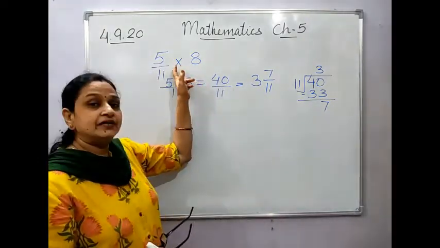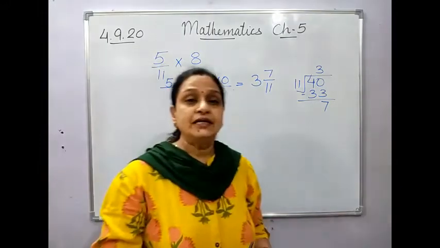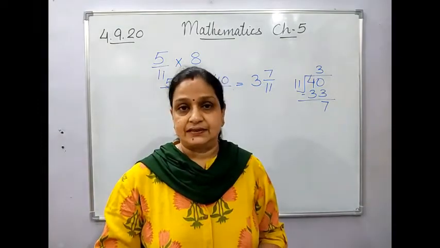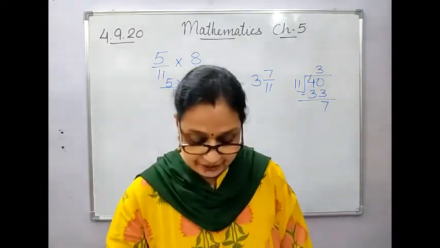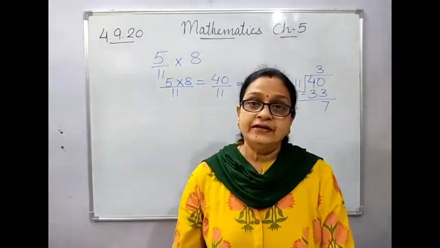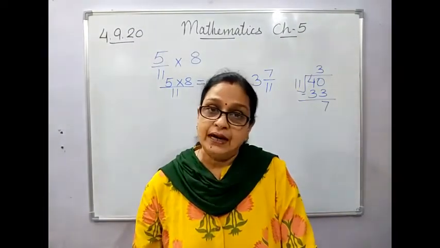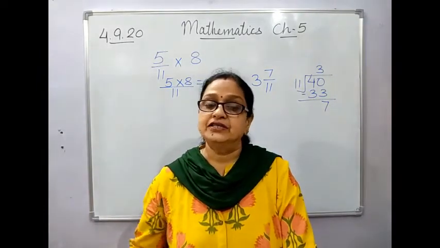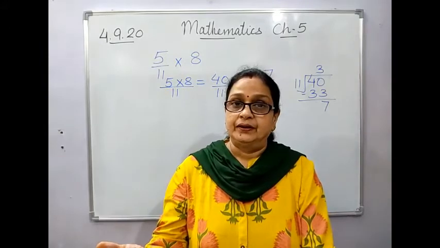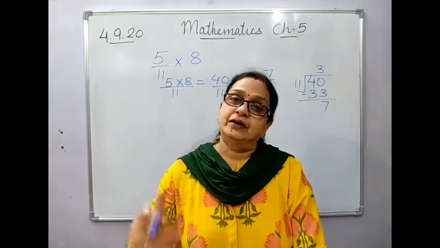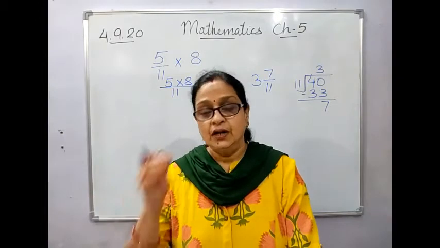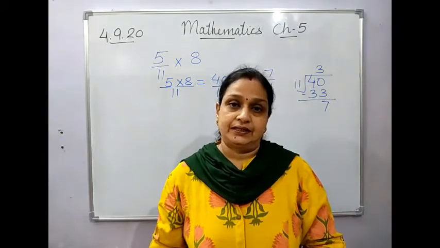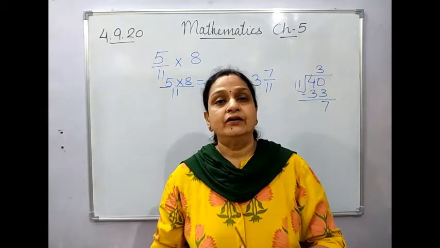If the sum is given as a mixed fraction, you will first convert it into improper and then you will multiply. That I'll show when we do the exercise. Okay. Now we move on to the division. To divide a fraction by a natural number, we multiply the fraction by the reciprocal of the natural number. Reciprocal means ulta. If it is given 6, we will write 1 upon 6. That is called the reciprocal. Ulta kar dena, the numerator becomes the denominator and the denominator becomes the numerator. This is the meaning of reciprocal.